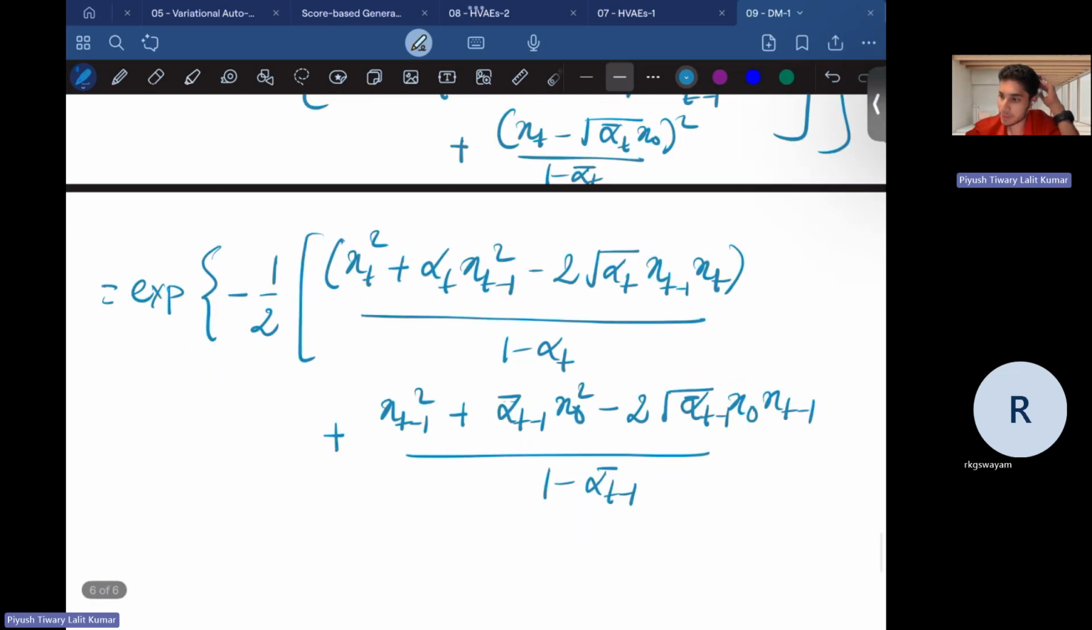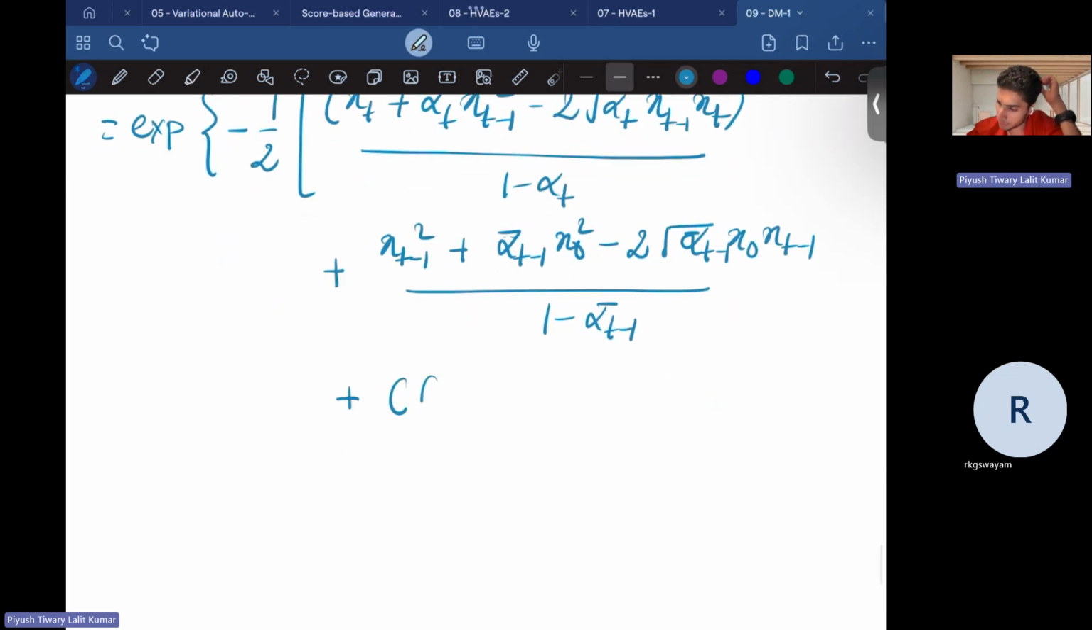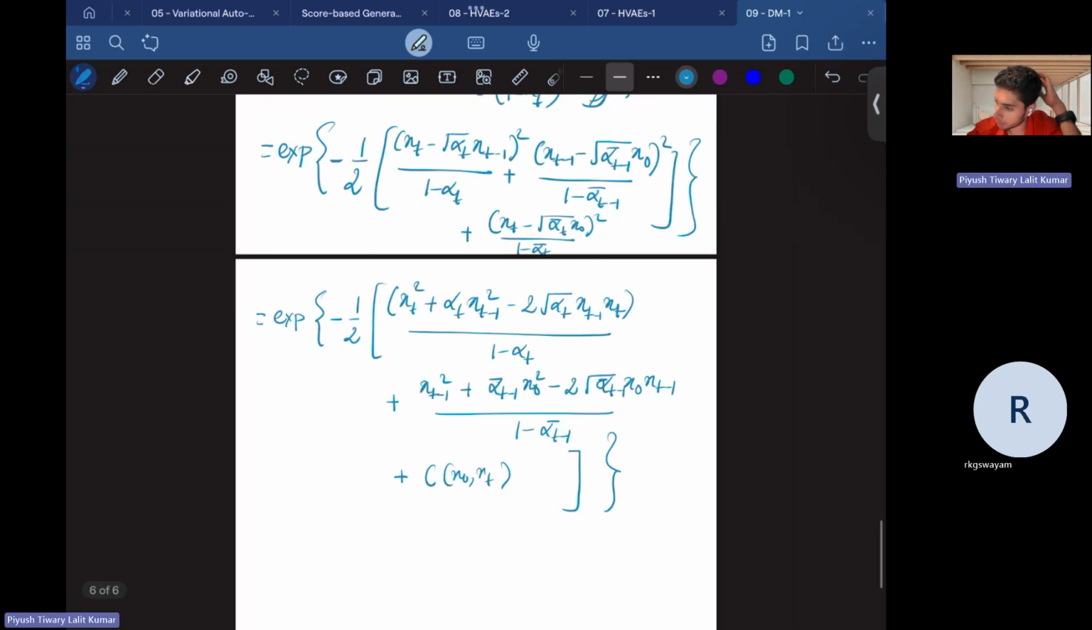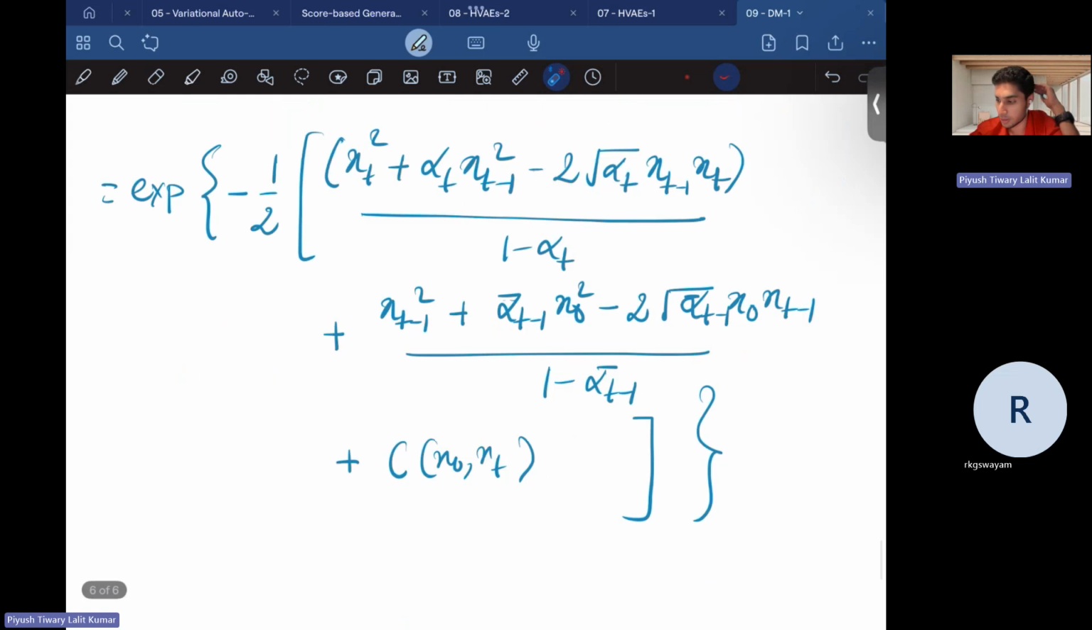And this third term is just dependent on xt and x naught, so we can just write it as some constant of x naught and xt. Is this fine? I've just expanded the square terms, and the third term here is not of our interest because this distribution is pertaining to xt minus 1. So we only need to consider the terms that are related to xt minus 1. The third term is just a constant for us. We need not worry about it.